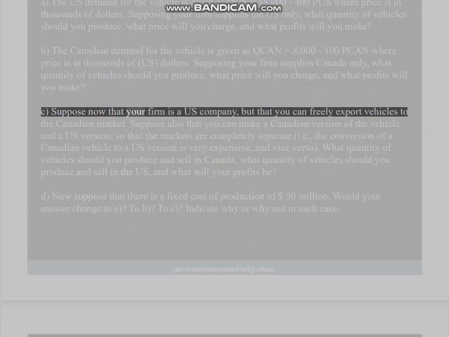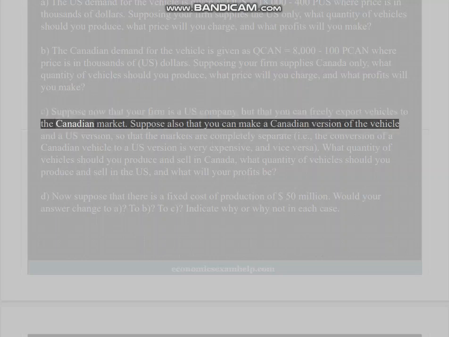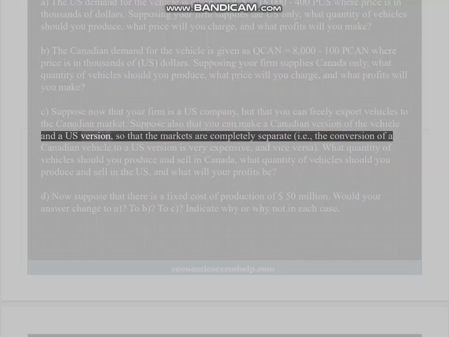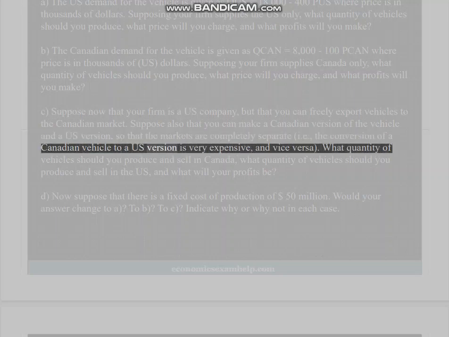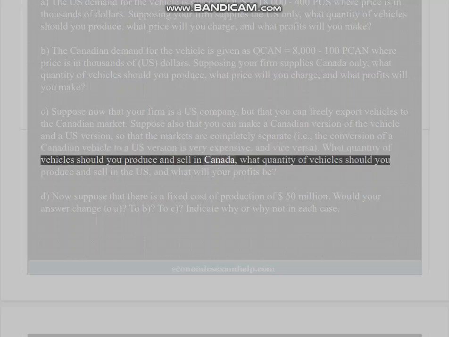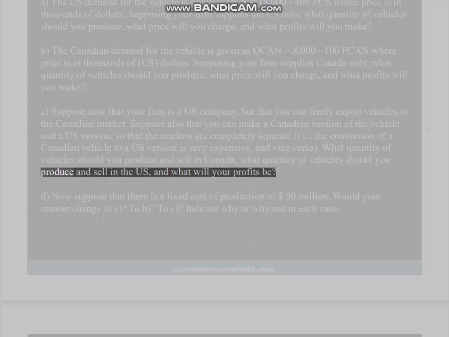C. Suppose now that your firm is a U.S. company, but that you can freely export vehicles to the Canadian market. Suppose also that you can make a Canadian version of the vehicle and a U.S. version, so that the markets are completely separate, i.e., the conversion of a Canadian vehicle to a U.S. version is very expensive, and vice versa. What quantity of vehicles should you produce and sell in Canada? What quantity of vehicles should you produce and sell in the U.S., and what will your profits be?